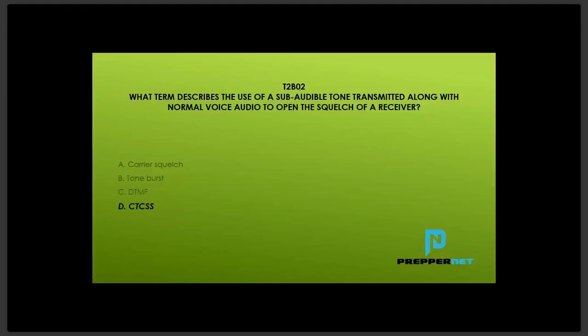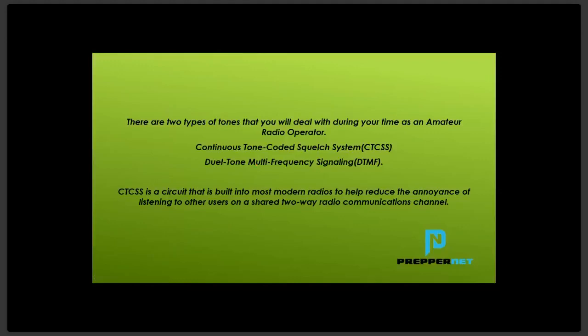So it's asking, what term describes the use of a subaudible tone transmitted along with normal voice audio to open up the squelch of a receiver? It's called CTCSS, okay? There are 2 types of tones that a radio in America can be using. One is CTCSS, continuous tone coded squelch. If you can remember that CTC, continuous tone. The other one is dual tone multi-frequency signaling, that's a digital tone setting. And we're going to talk about that in a little bit.